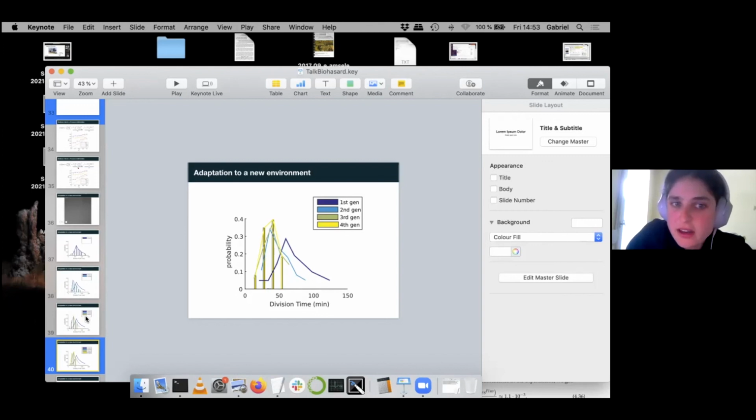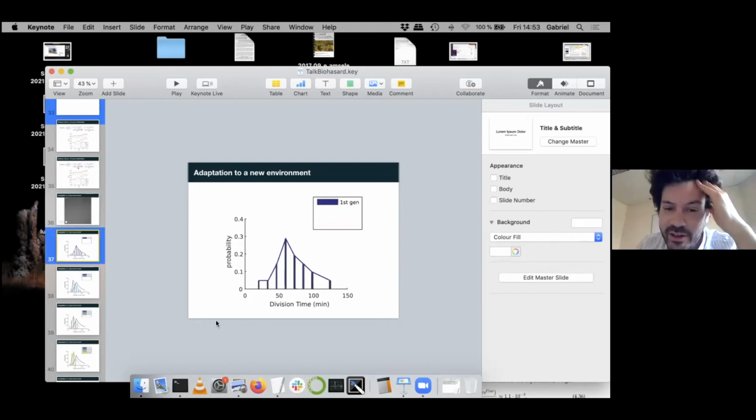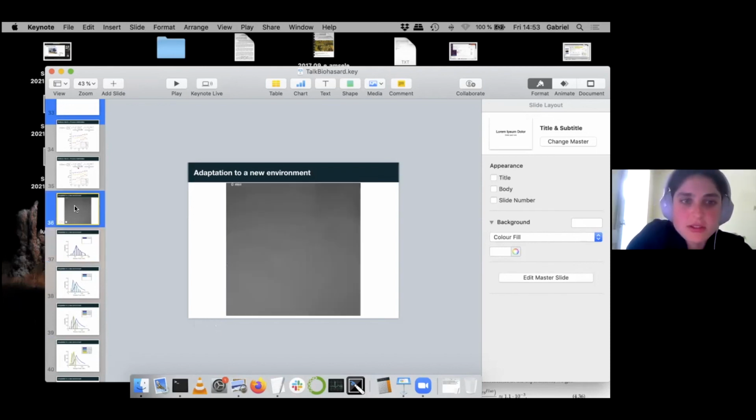Okay, and how many cells for those histograms? You remember? I don't remember. I mean, for the first generation, it's probably a dozen or something like this. Oh, okay, a dozen. So not that much. No, it's not that much.